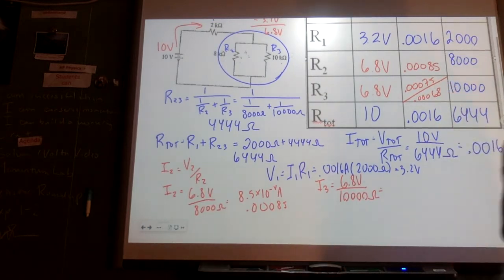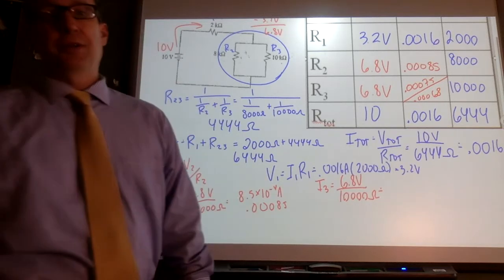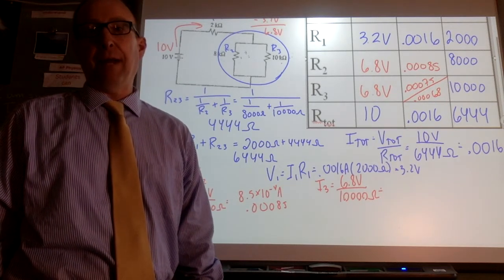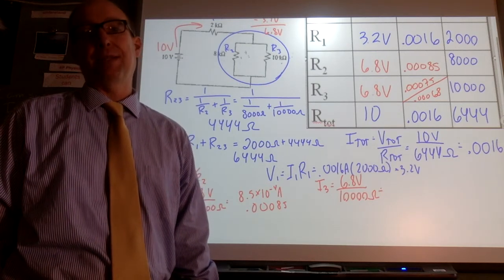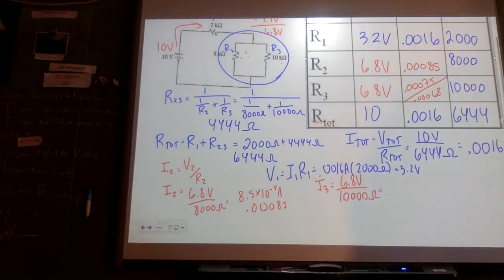Not quite the same, right? I got 0.00068, 0.00075, but I rounded a number of places. So it's near what it is. I didn't write this question. I believe Greg Jacobs did.